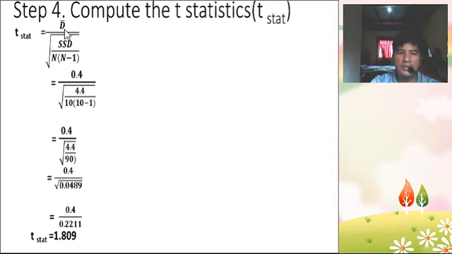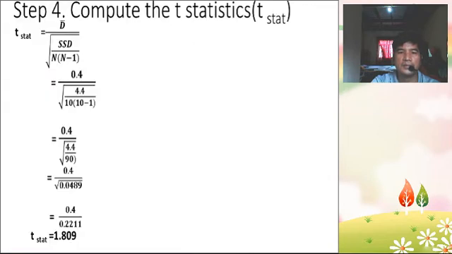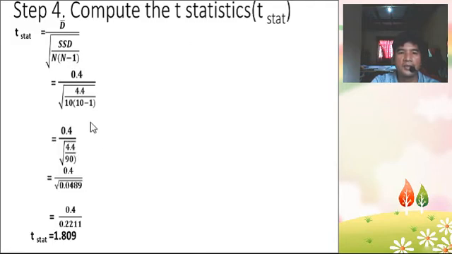Equals, where did we get D? We got it from here. Okay, 0.4, the sum of D. Okay, 0.4. SSD, which is 4.4. It was taken here. SSD equals 4.4. Okay. Then, divided by, the number n is the number of participants, which is 10. 10 times 10 minus 1.